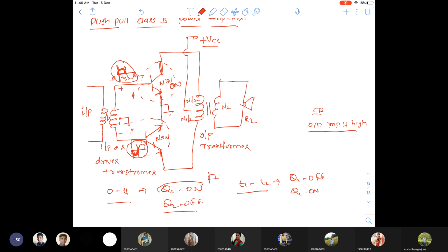Then from T1 to T2, Q1 goes off and one positive peak is processed here. So if we add them, in total we get a 360-degree conduction angle. Okay, so this is the push-pull class B power amplifier.